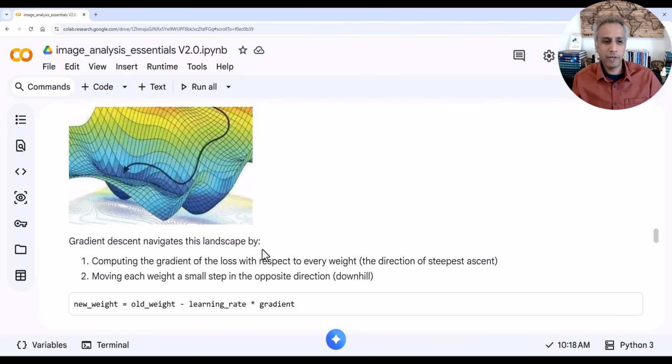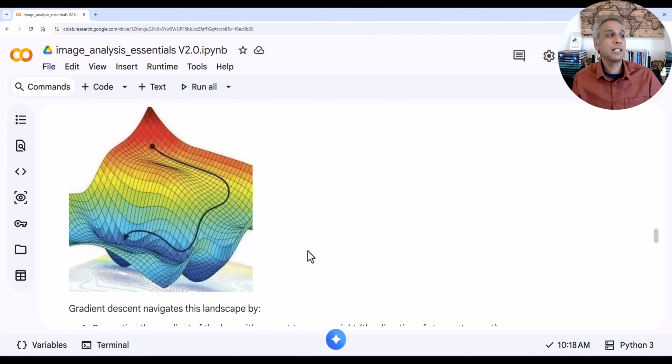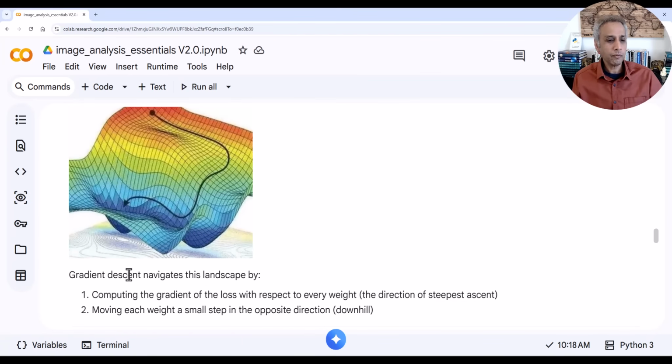Now, what do I mean by gradient descent? Gradient descent is an algorithm that navigates this landscape by computing the gradient of the loss with respect to every weight, and moving each weight a small step in the opposite direction. Now let me simplify this. Gradient descent is nothing but this: you are blindfolded on a hilly area, and your goal is to find the minimum part of that hilly area.